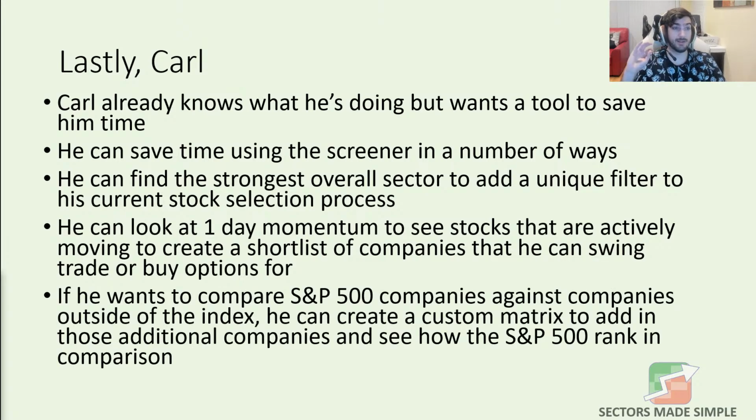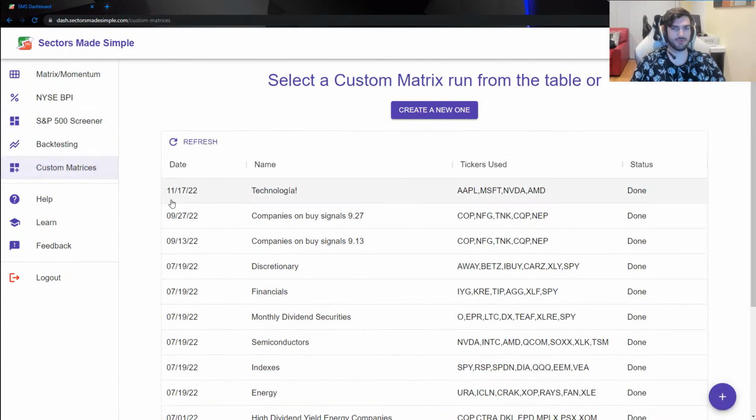Now, his knowledge might be a little outside of just the S&P 500, and that's great. In addition to the matrix, which is S&P ETFs, and the screener, which is S&P 500 companies, we have what's called custom matrices. Custom matrices can be created from any list of publicly available common stock in the US market. This does have a limit of up to 7 different companies in a single matrix, but if you're interested in a matrix larger than that, email us. We can run that for you.